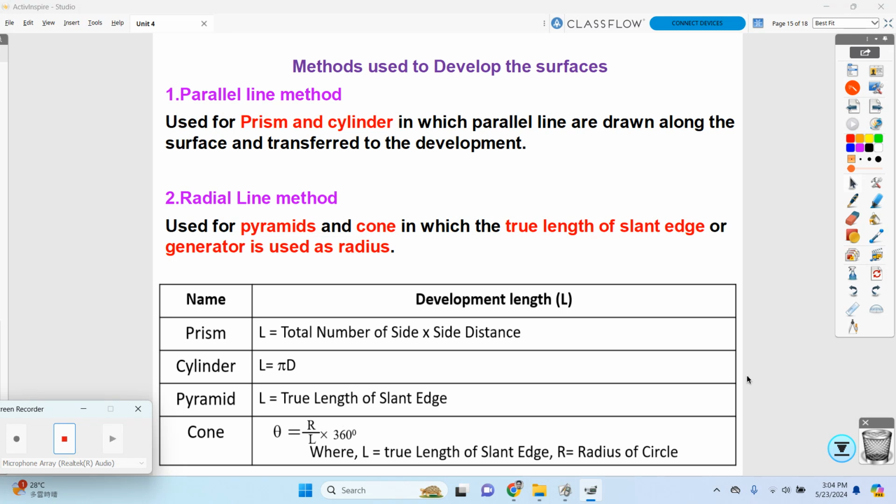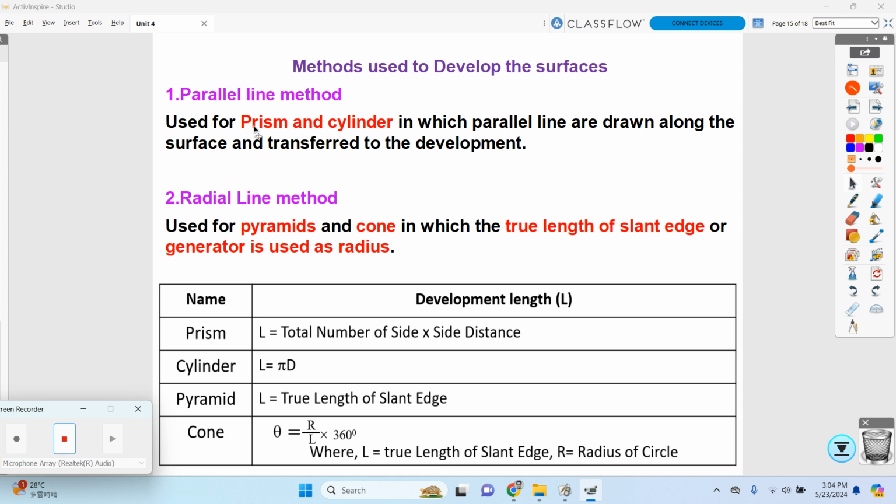So the development of surfaces is of two types. One is the parallel line method, another one is the radial line method. If you take the parallel line method, it is applicable only for prisms and cylinders. Similarly, the radial line method is applicable only for pyramids and cones.